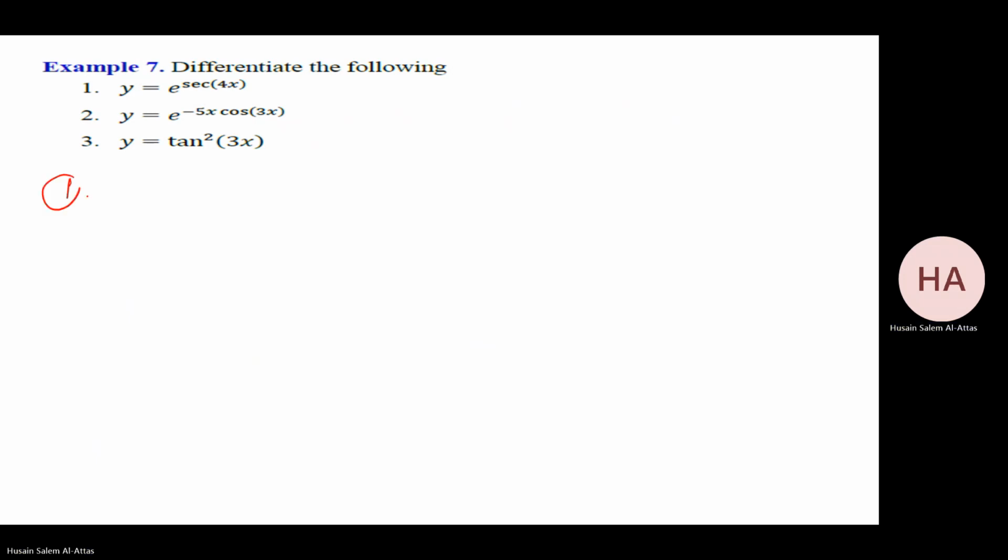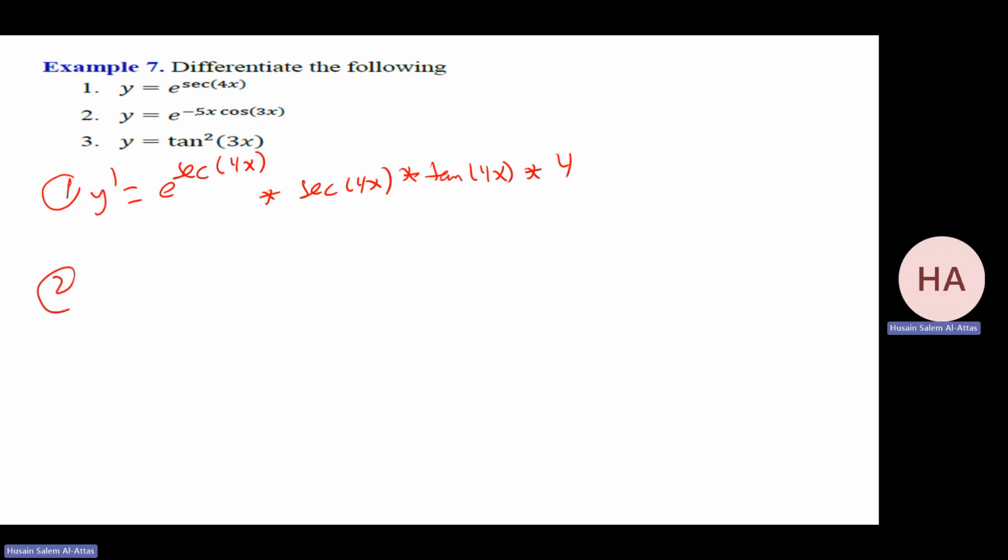Number one, y prime will be what? I think we did something similar, no problem. We'll do it again. Times secant 4x, and 4x, don't forget times 4.